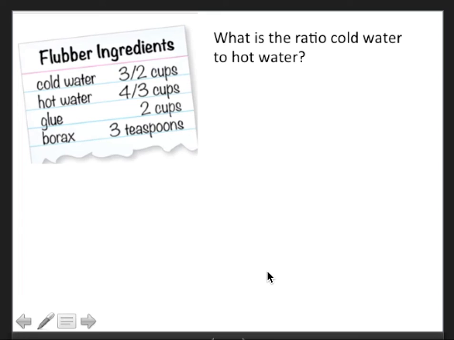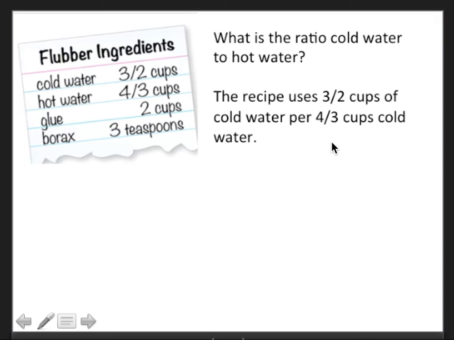So on this one, if we look at the ratio of cold water to the ratio of hot water, I want you to think for a second, what is that ratio of cold water to hot water? Notice here the recipe uses 3/2 cups of cold water per 4/3 cups hot water. That should be hot water. Ignore that for a second and pretend it says hot.